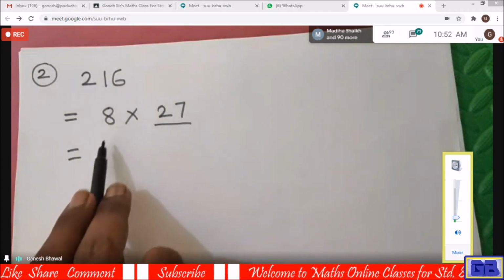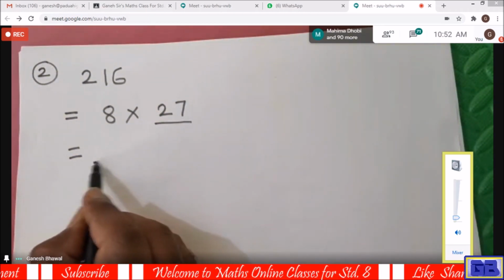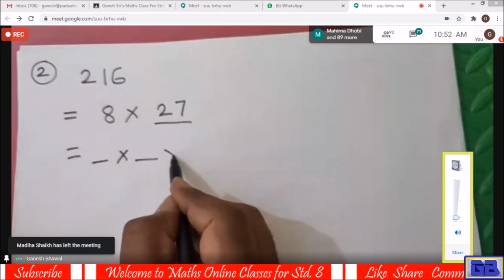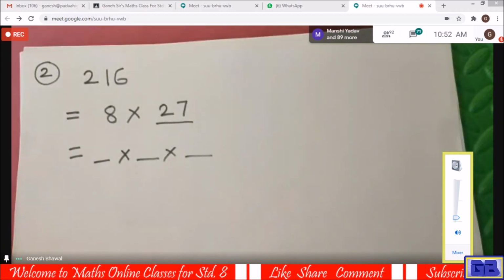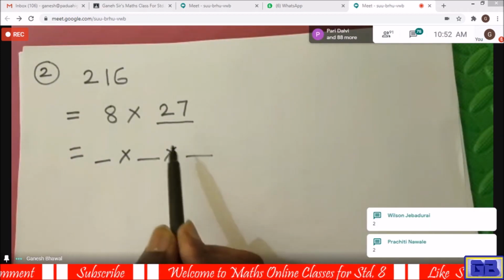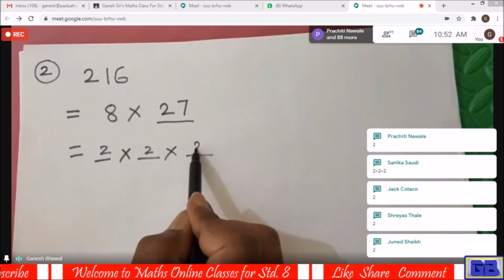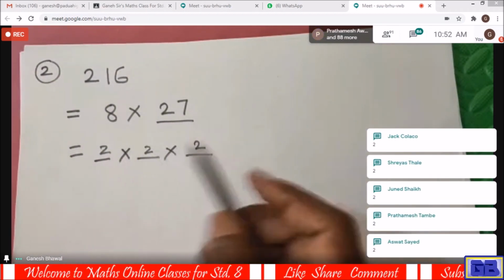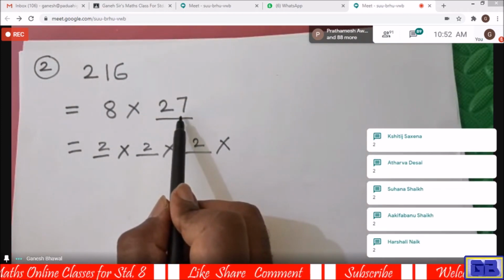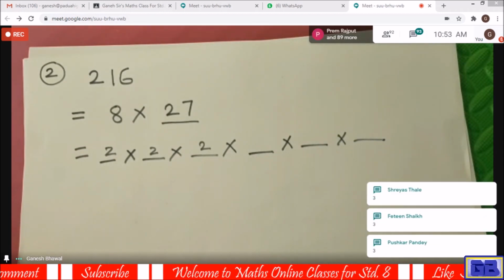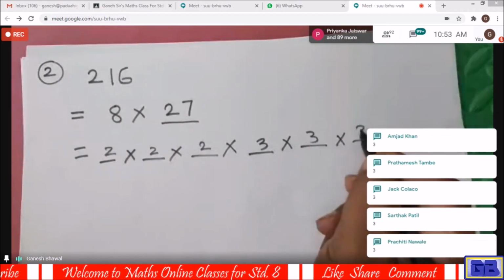What factors do we have to write for 8? 3 numbers we need: dash into dash into dash. Only for 8. Type your answer. 3 times, correct. 2 is the correct answer. So here 2 into 2 into 2. And now similarly for 27. Correct, 3 is the correct answer. 3 into 3 into 3.